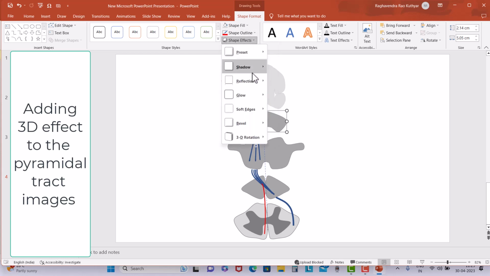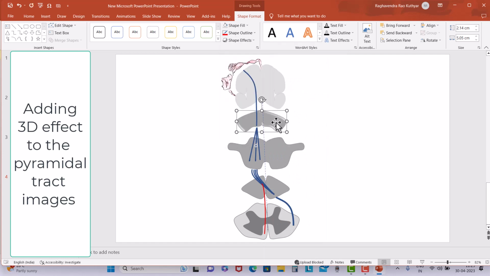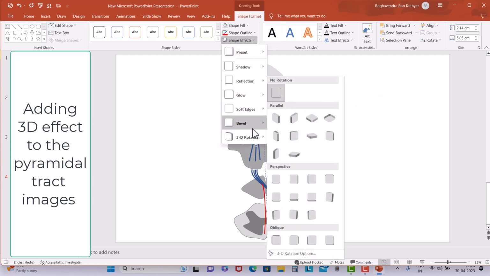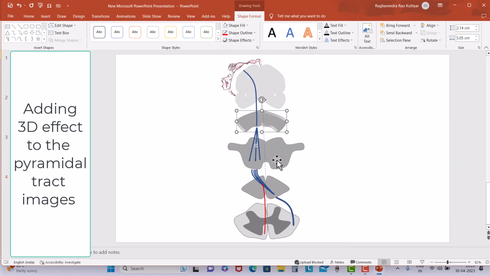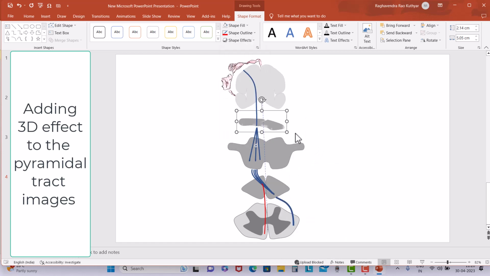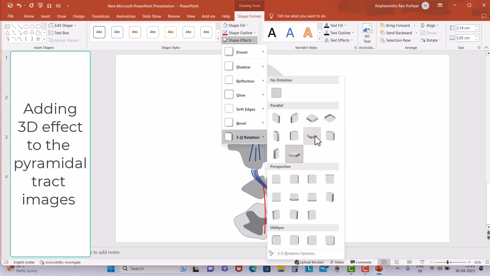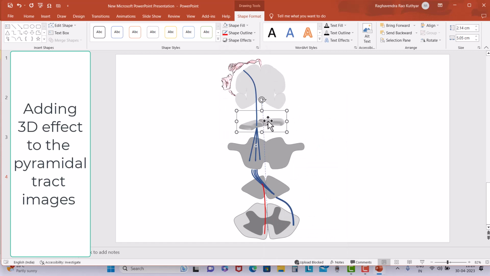What I am doing now is adding a preset shape to the midbrain and giving a 3D rotation. I'm trying out some rotation this way. I'll turn that side to the right or the left of the individual.